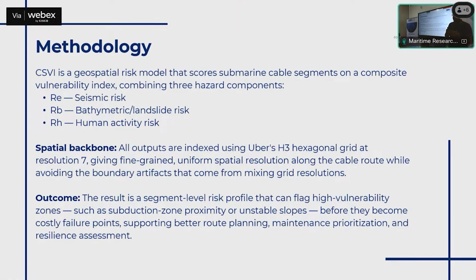So these hexagons are basically done so that we can isolate each and every segment, which will roughly be of length 5.33 kilometers. And for each of these hexagons, we'll be actually able to calculate a risk index score based on these three parameters.